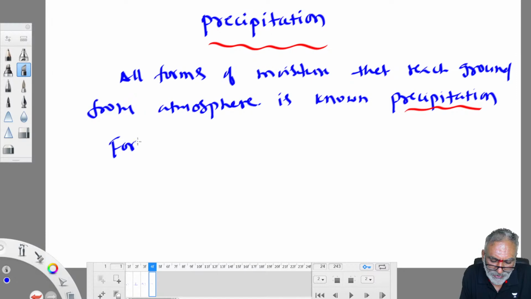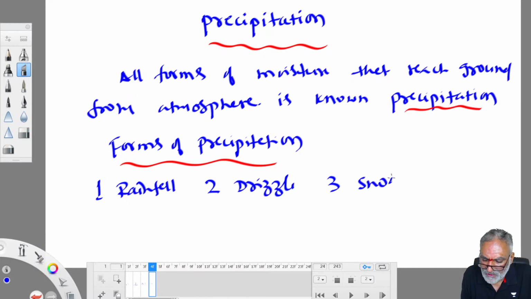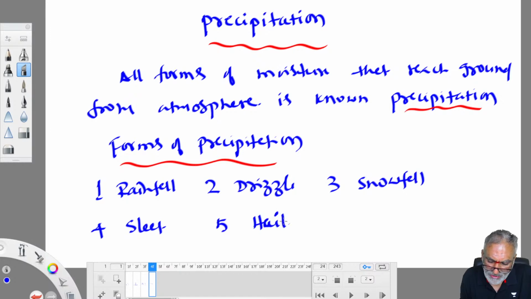So what are the different forms of precipitation? Precipitation could be in the form of rainfall. Precipitation could be in the form of drizzle. Precipitation could be in the form of snowfall. Precipitation could be in the form of sleet. Precipitation could be in the form of hail. Okay? All are different forms of precipitation. In different parts of the world we receive different forms of precipitation.